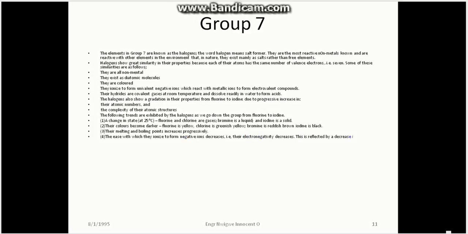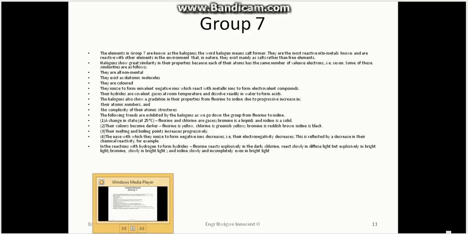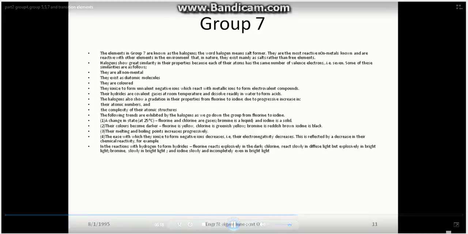This is reflected by a decrease in their chemical reactivity. For example, in reaction with hydrogen to form hydride, fluorine reacts explosively in the dark. Chlorine reacts slowly in diffuse light but explosively in bright light. Bromine reacts slowly in bright light, and iodine slowly and incompletely even in bright light.